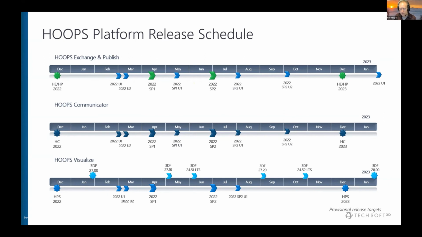Previously, our partners using Communicator would have to wait 2 weeks after Visualize was released, which could be 2 weeks after Exchange was released. And now instead, we are delivering the platform all at once. So as soon as Exchange supports a new file format, you get access to it with Visualize or Communicator. So you can also see we are continuing our 3DF support. We have those detailed out throughout the year, but this gives you an idea of when all of our different releases are scheduled.